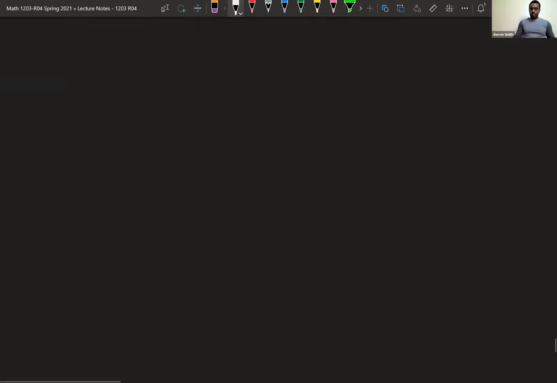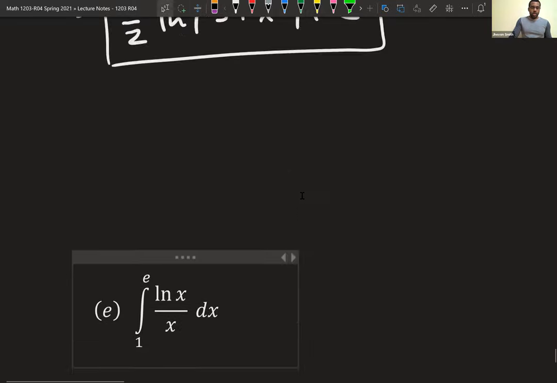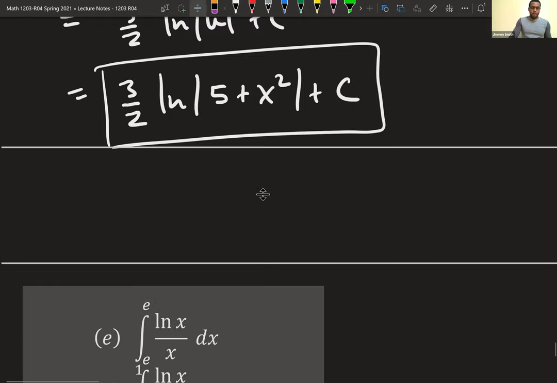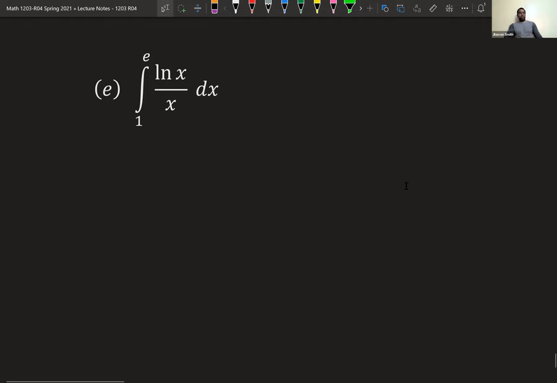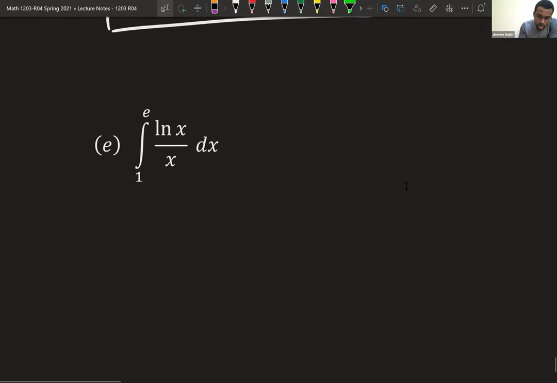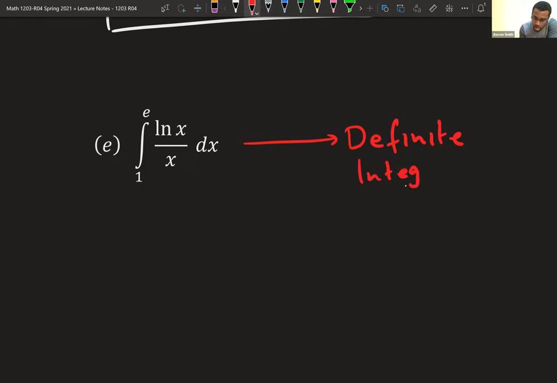Let's do another one. Now this one's going to be a little bit more challenging because it's a definite integral. Right? So this one has numbers on it, right? So this guy here, I want you to notice, it's a definite integral. How do I know it's a definite integral? Well, there are numbers on the integral sign.